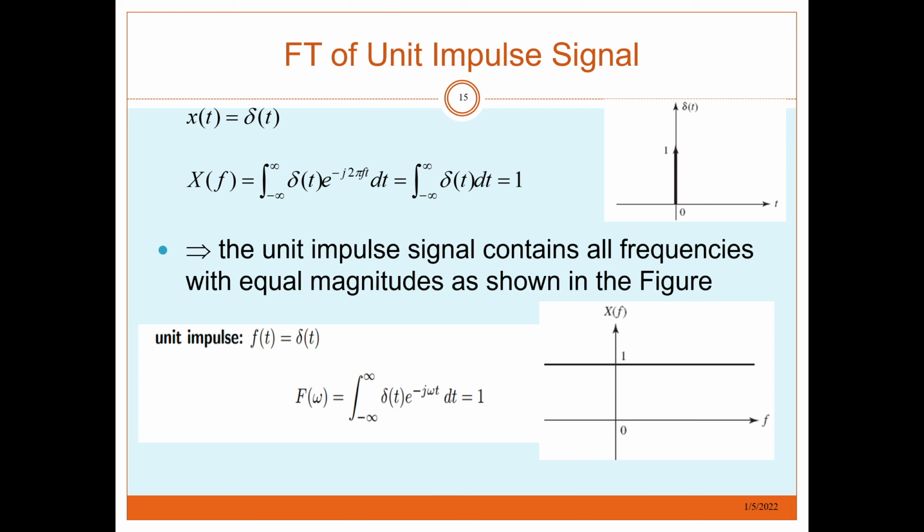Alright, the next one is the impulse. We know the impulse has only one value at a certain point. The unit impulse contains all frequencies with equal magnitudes. To find the function in the frequency domain, we multiply it with e to the minus j omega t, and what we have becomes 1. So the impulse in time domain becomes a straight line, or DC, with the value of 1.